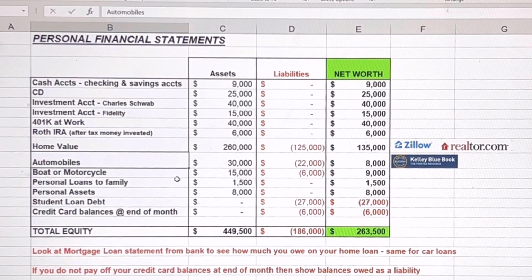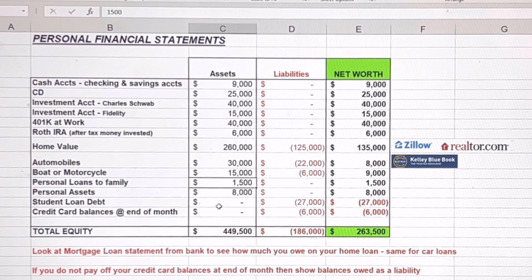If you have a couple of automobiles, you need to list the values of those out. If you have a boat or a motorcycle, or any kind of loans to a family member, let's say that you loaned your brother or your sister $1,500, you would show that as an asset because they're going to hopefully pay you back.